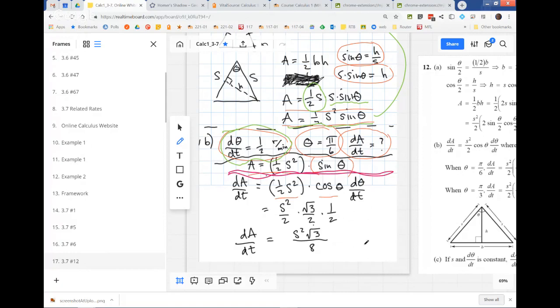Okay, so that's the first part of part B. The second part of part B was to do it with a different angle.